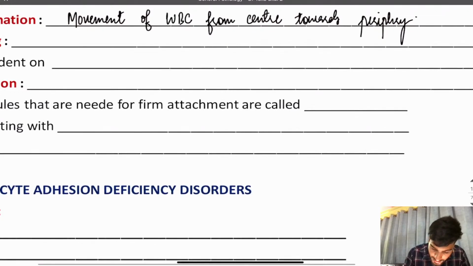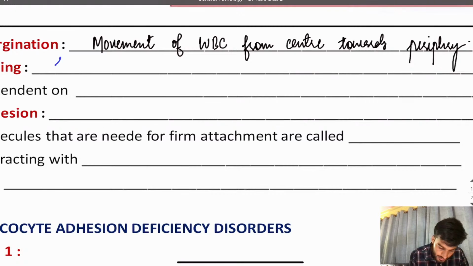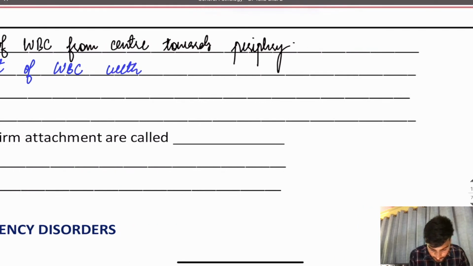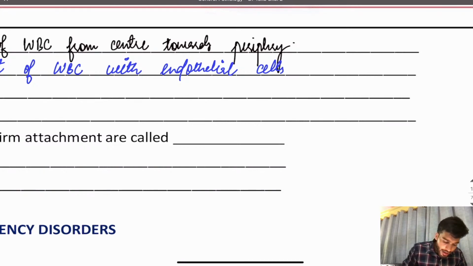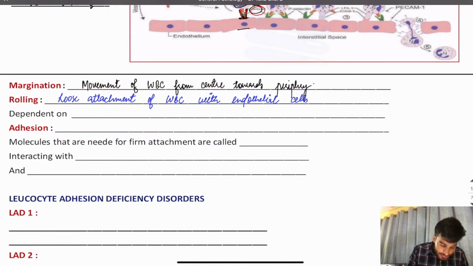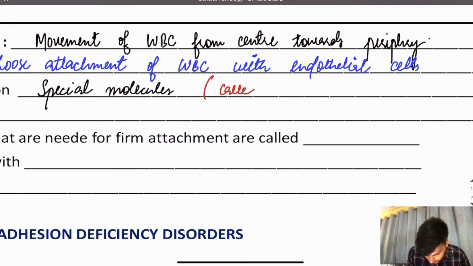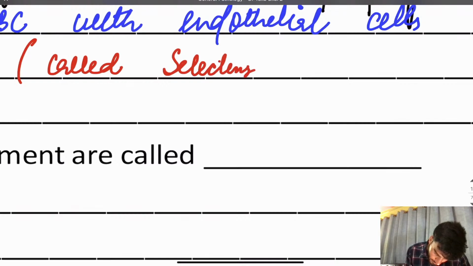Now the rolling, what is rolling, guys? It's a loose attachment of WBC with endothelial cells, and this loose attachment depends upon special molecules called selectins and Sialyl-Lewis X.